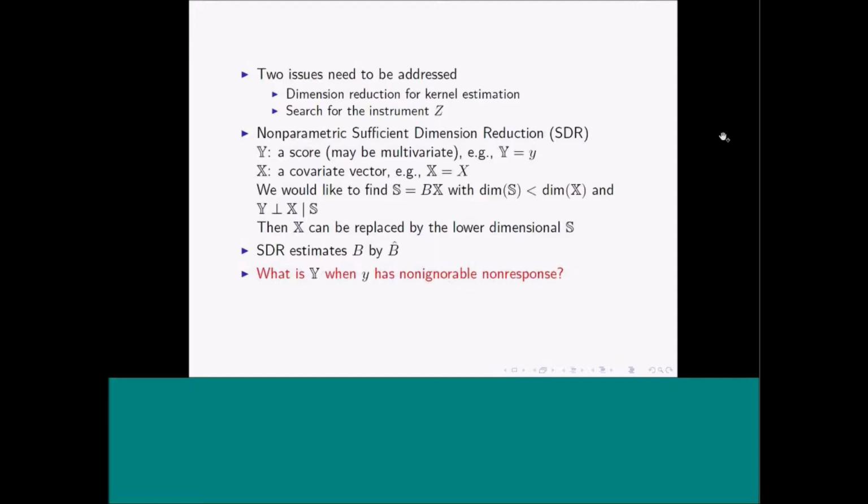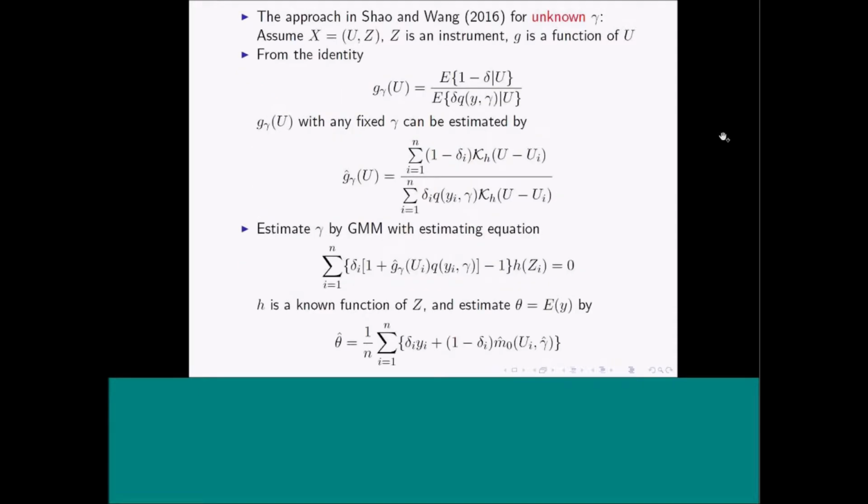But there are two issues that need to be addressed. The first issue is not so crucial. Sometimes the dimension of this variable u is high. If you look at the middle, I have this g hat gamma u. That's actually an estimate of the non-parametric part of g. It's a function of u, and it's non-parametric, so we use kernel.